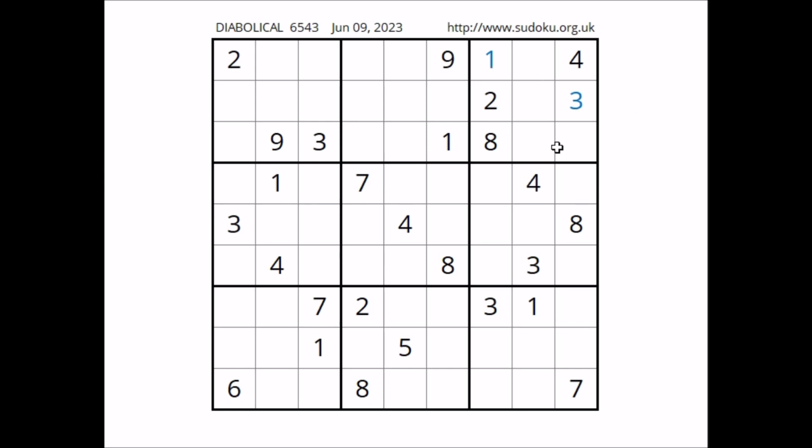What else? Look, where can be number 9? We have 9 in this row, 9 in this row, in this sector, 9 in this place.